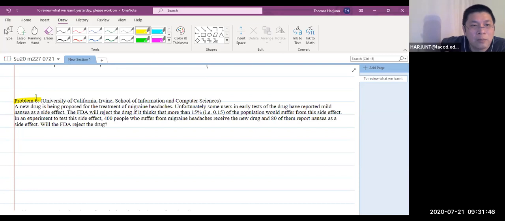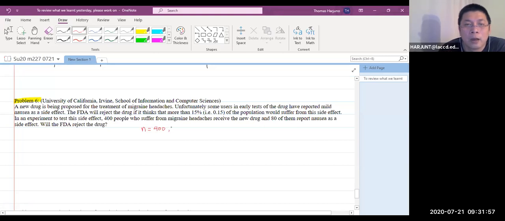In an experiment to test the side effect, 400 people who suffer from migraine, so they are actually looking for people who suffer from migraine, receive this new drug, and 80 of them report nausea as a side effect. Now, will the FDA reject the drug? So step 1, claim: the FDA will reject the drug.